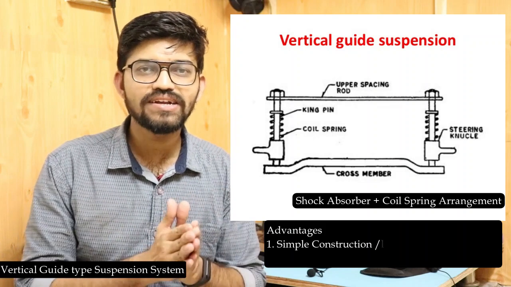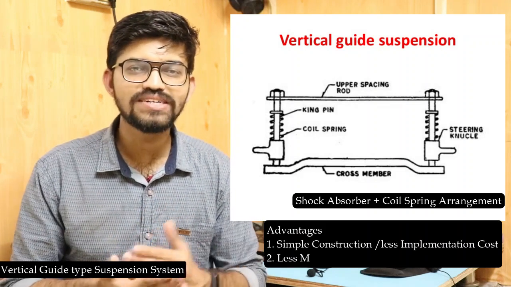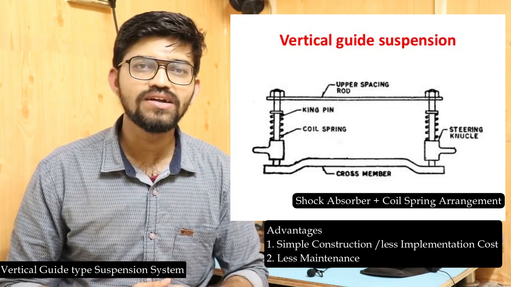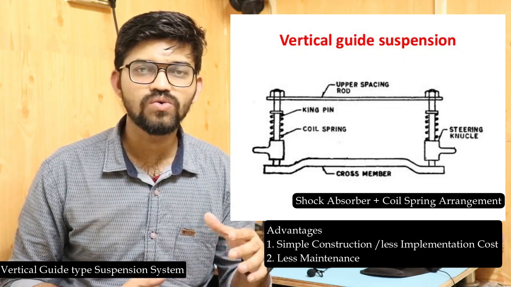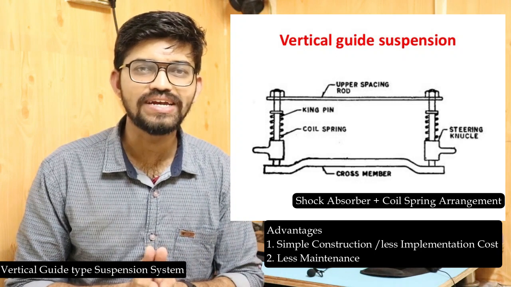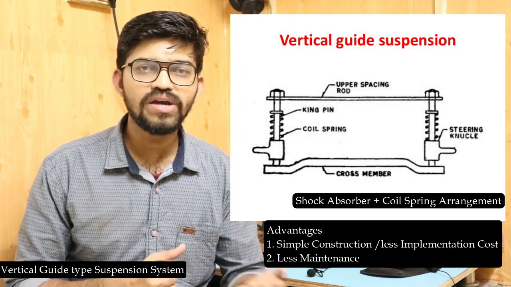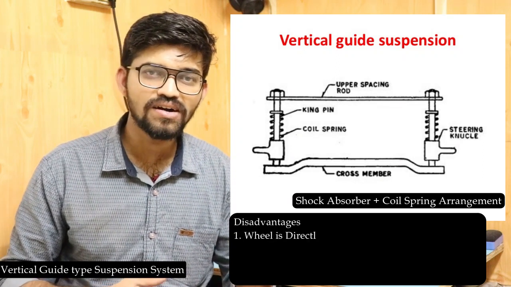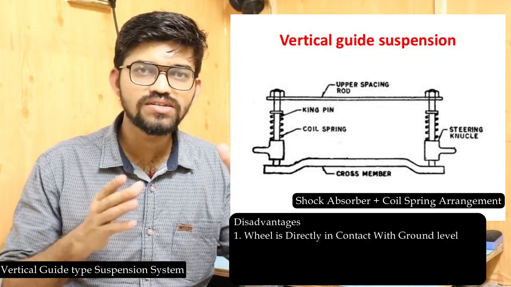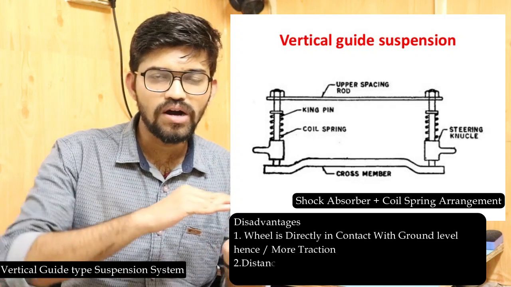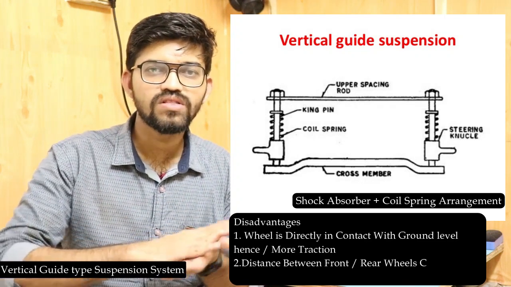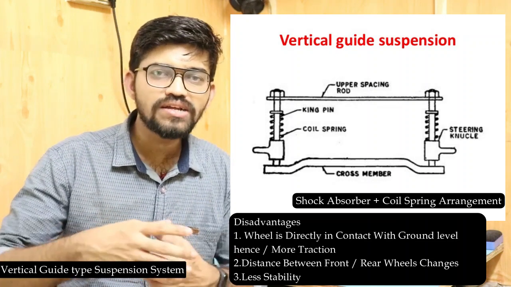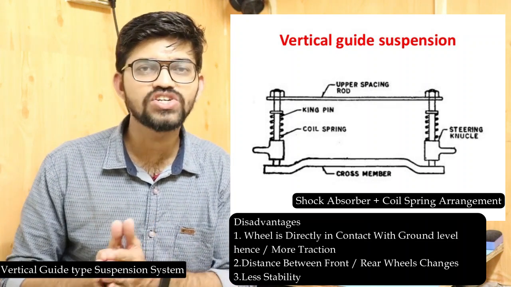The advantage is that the design is quite simple, so it costs less, it is economical, and the initial implementation cost is very low. The major disadvantage over here is that the wheel is directly connected to the ground level. Hence there is more traction, and ultimately while cornering the vehicle will lose traction.